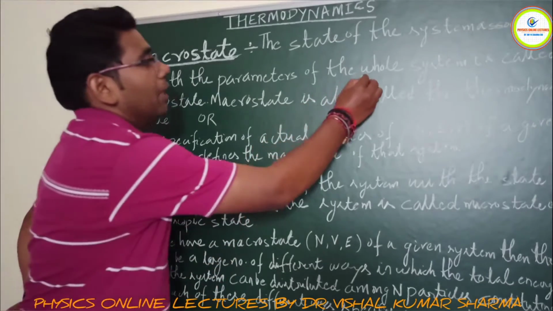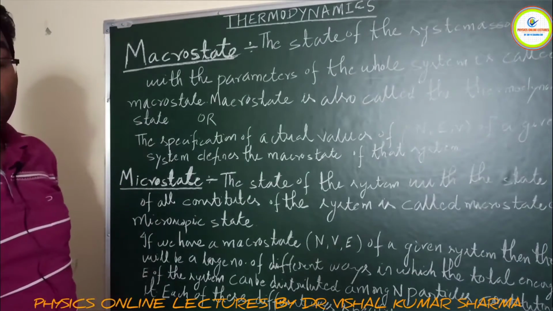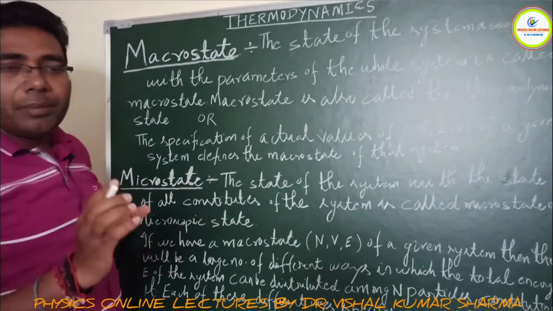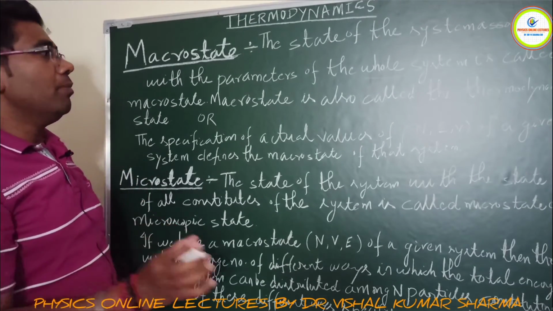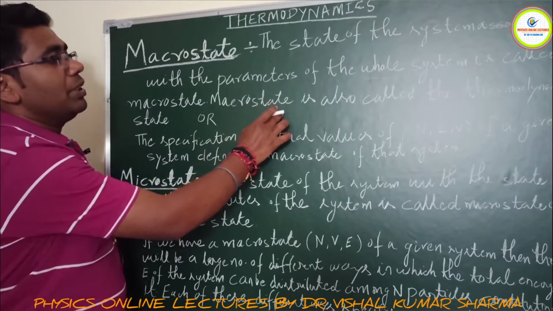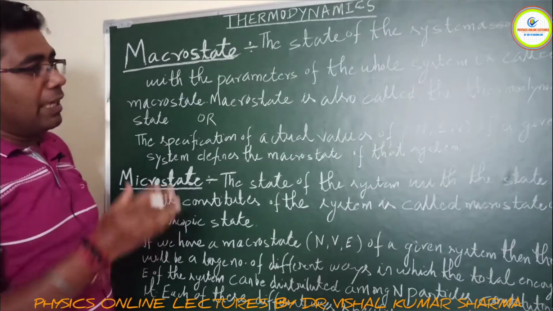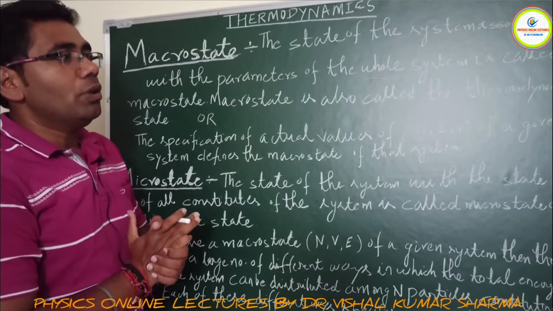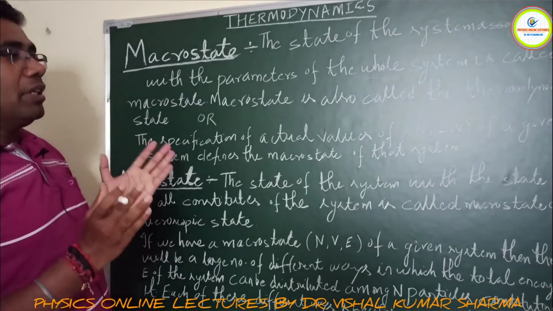When we are discussing the parameters which are related with the whole system, it is called the macrostate, because this is the property which we are considering. Whenever we take a system, we discuss the macroscopic states of the system, and this macrostate is also called the thermodynamic state. So that's why, students, this is of our consideration.